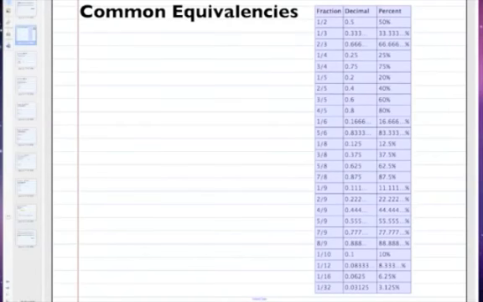A note about the vocabulary section in your notebook: we taped in this equivalency chart, which I recommend that you frequently look at during this lesson. But the vocabulary section is also a place to write down the steps for converting from one form, say decimals, to another form, let's say percents.